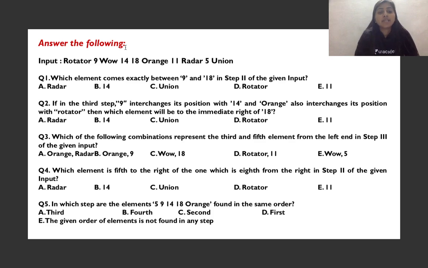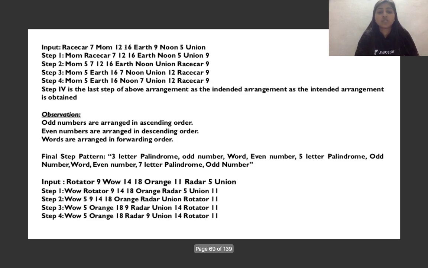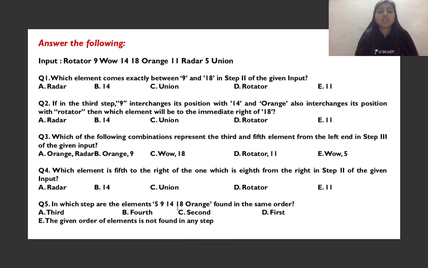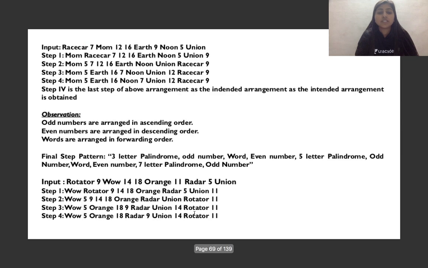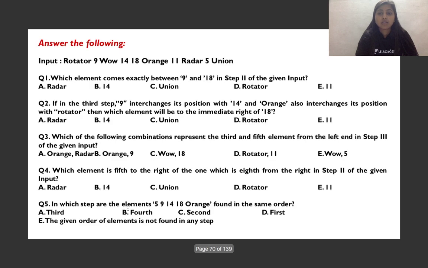If in the third step, 9 interchanges position with 14, and orange interchanges position with rotator, then which element will be to the immediate left of 18? Sorry, immediate right of 18. 18 is here, and immediate right of 18 is 9. Right, but 9 is interchanging position with whom? With 14. So the answer will be 14 then.